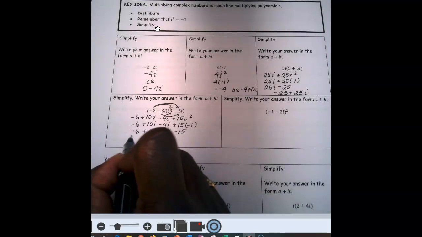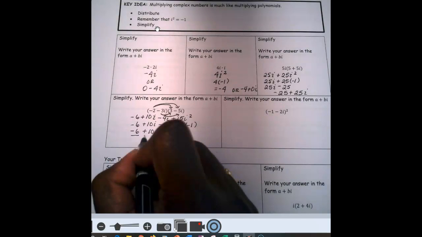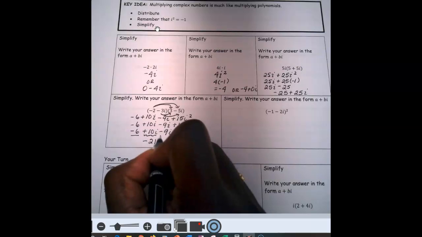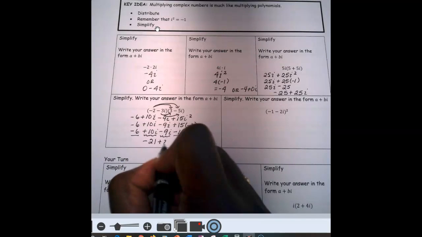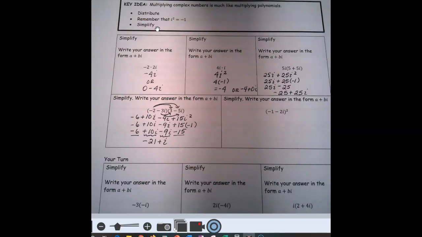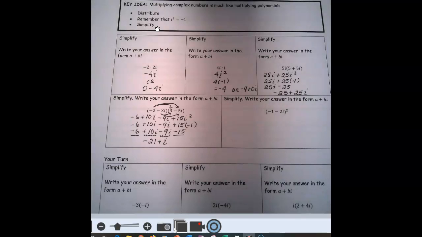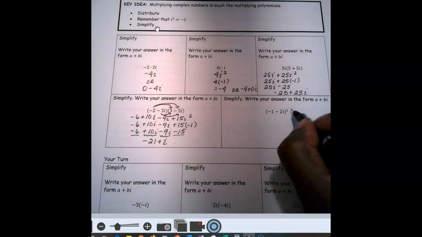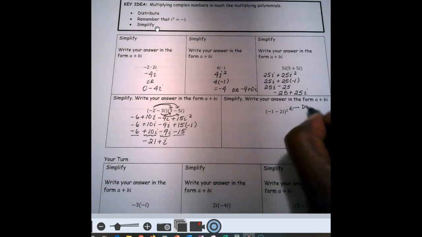So we're going to combine like terms. -6 minus 15 is -21. Positive 10i minus 9i is positive i. And that would be our answer. Now here on this one, we've got (-1 - 2i) squared. Keep in mind, this exponent says double what's in the parentheses.